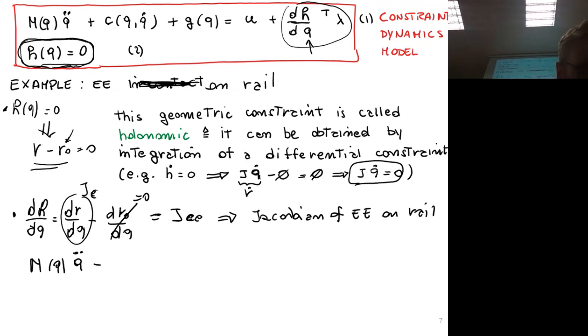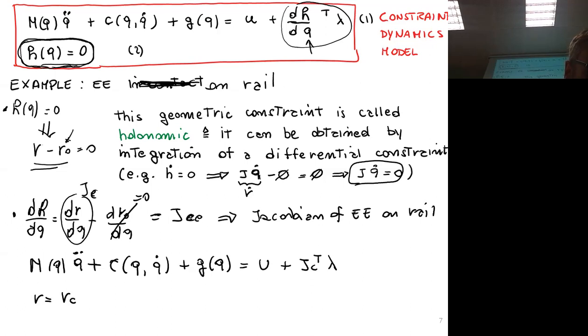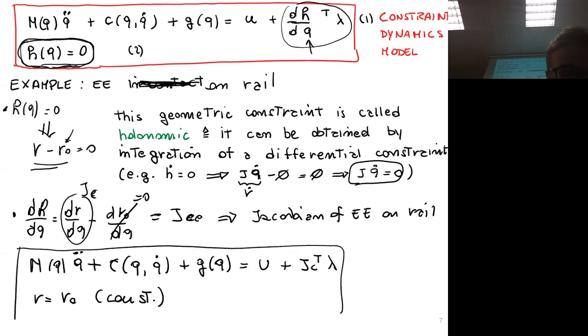In this case, the dynamic model simplifies explicitly the previous one, wherever we have the forces to keep the constraint, and we have the constraint of having the end effector in a constant position. Okay. So this is modeling this example.